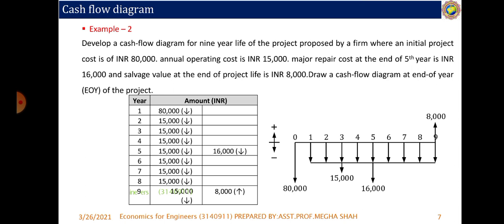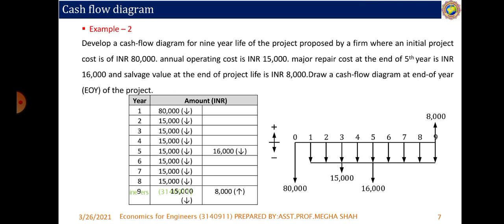So first of all we have invested 80,000 rupees. So that is written on the first line, 80,000 rupees, and the down arrow means that is our expense. Then the annual operating cost is 15,000 rupees. Annual means that every year 15,000 rupees occurs as an operating cost. So that's why we have written 15,000 rupees for every year.